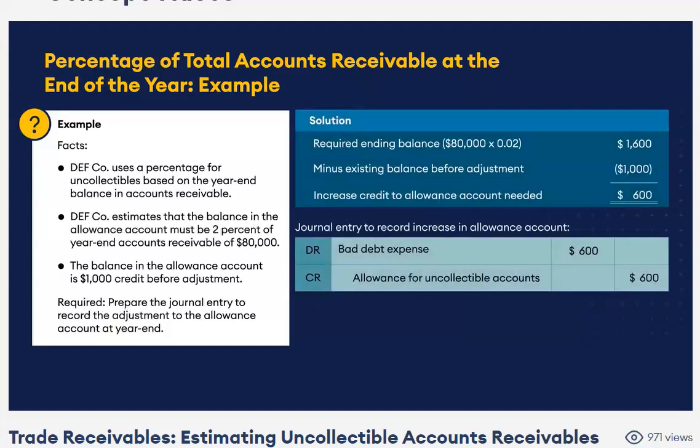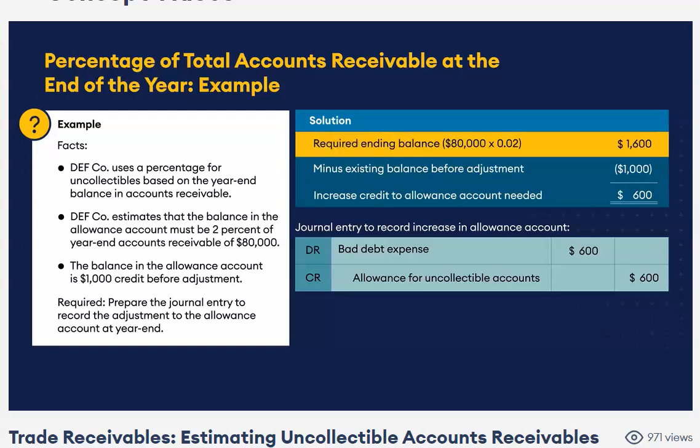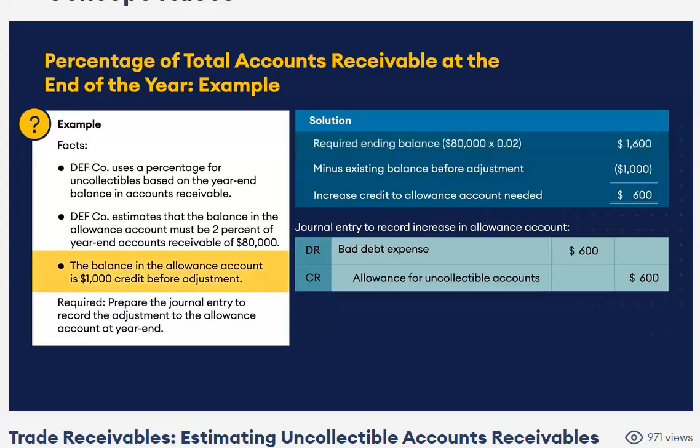All right, we have DEF company. DEF says we're going to use that percentage of total accounts receivable. And they say our normal rule here is we're going to allow for 2% of whatever is owed to us as uncollectible. And at the end of the period, they say, yeah, we have a balance of $80,000 in accounts receivable. So we're going to say, okay, then the required ending balance is $80,000 times 2%. That's $1,600.